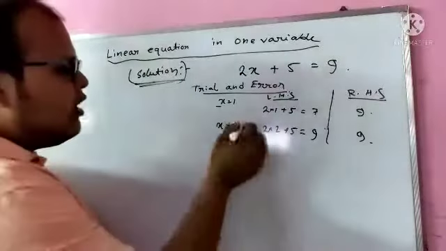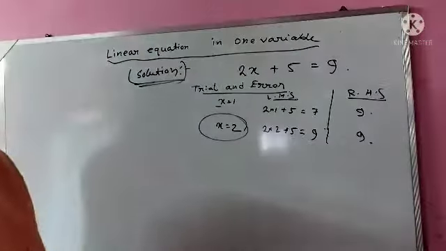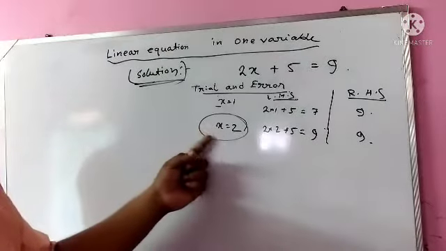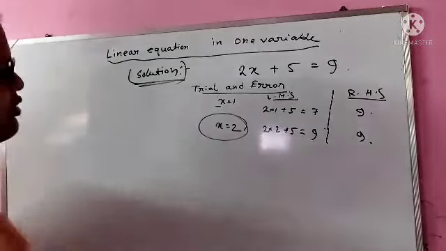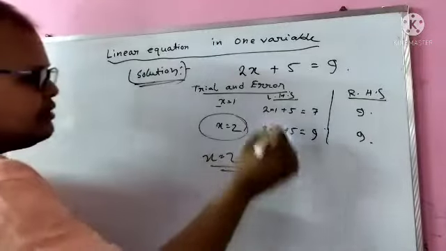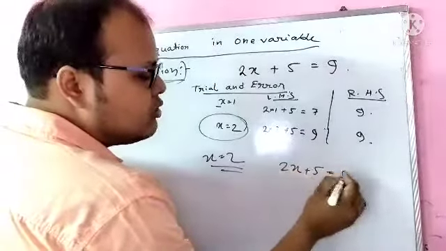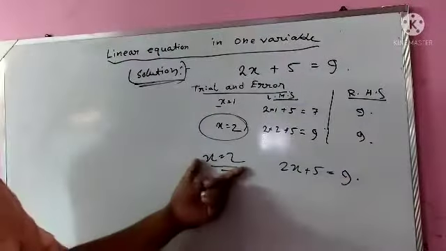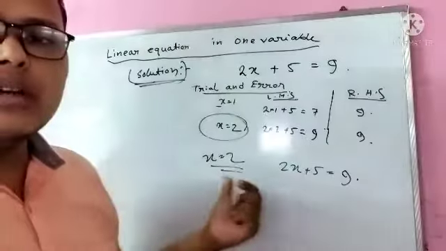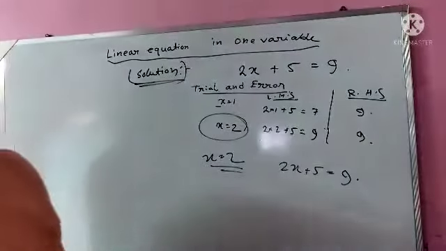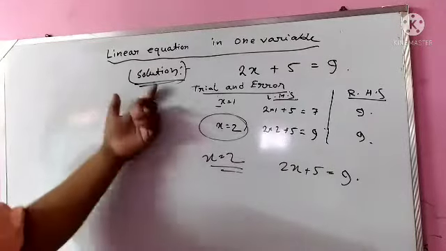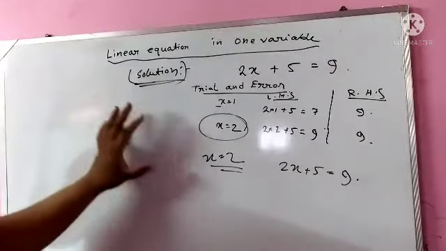In that case, the value of x is the solution of this linear equation, and it will be called the root of this linear equation. Okay, so x equals 2, that satisfies my linear equation 2x plus 5 equals 9. Okay, so I'll be calling this x equals 2 the solution of this linear equation, or the root of this linear equation. Okay, the solution and the root, there is a difference between them, by the way.